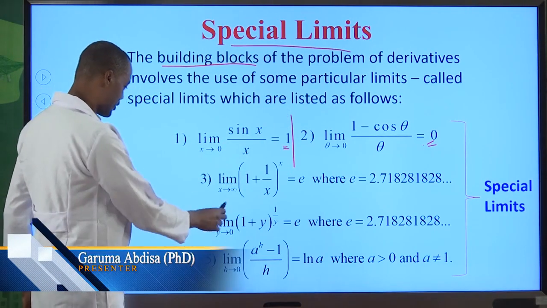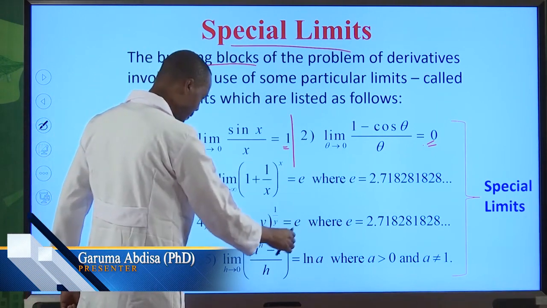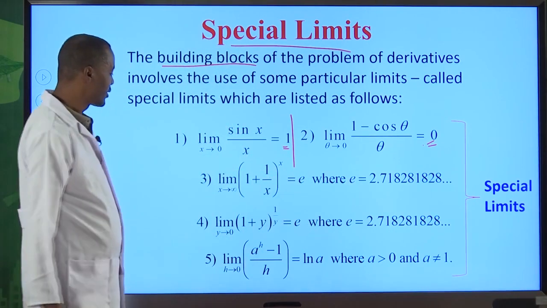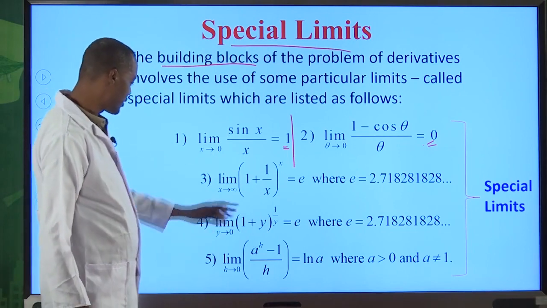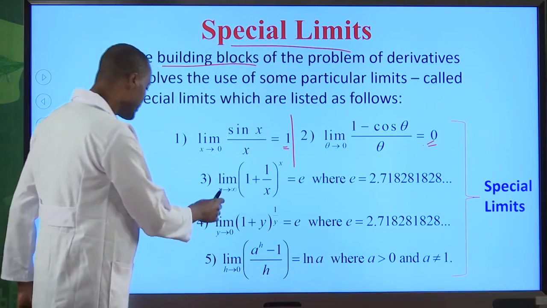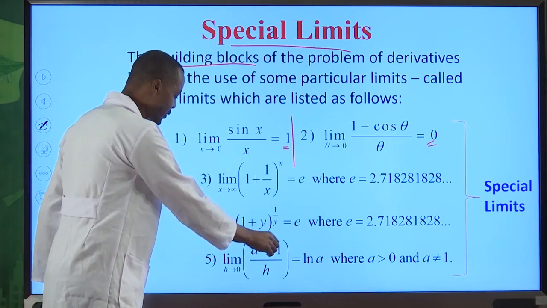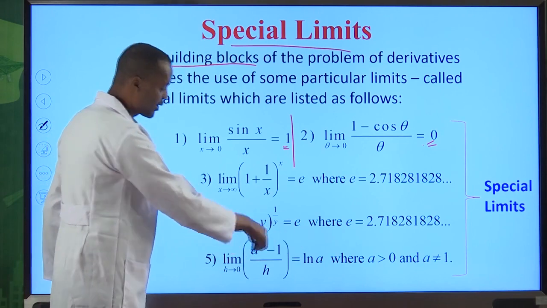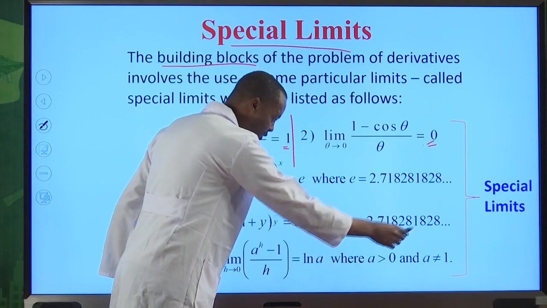The fourth one is the limit of 1 plus y to the power of 1 over y, which is also e, where e is that same e. So 3 and 4 are roughly the same, but with different expressions. And the fifth special limit is the limit of a to the power h minus 1 over h as h approaches 0, which is ln of a, the natural logarithm of a, where a is greater than 0 and a is different from 1.